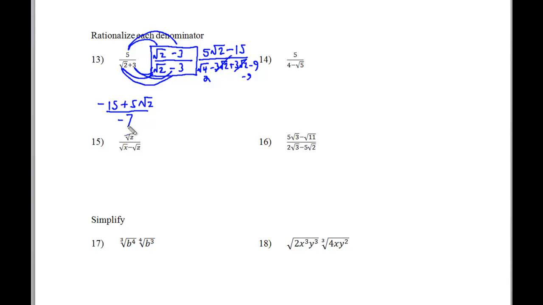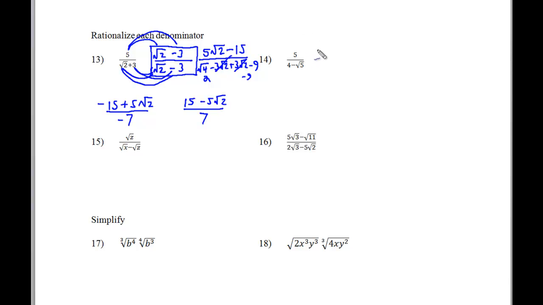Now, sometimes the book will factor out a negative 1, so you might have a positive 15 minus 5 square roots of 2 over positive 7. You will see this happen multiple times, especially when dealing with things like the quadratic formula in the next chapter. Let's look at problem 14.